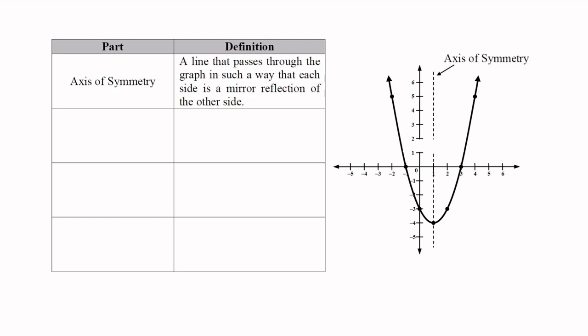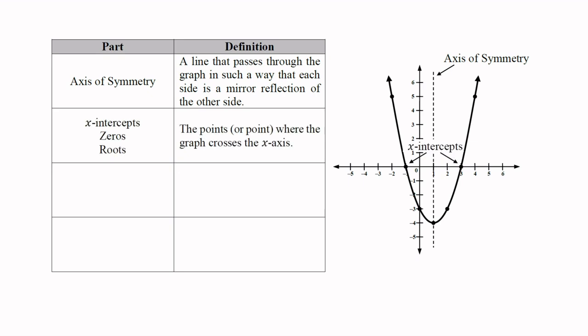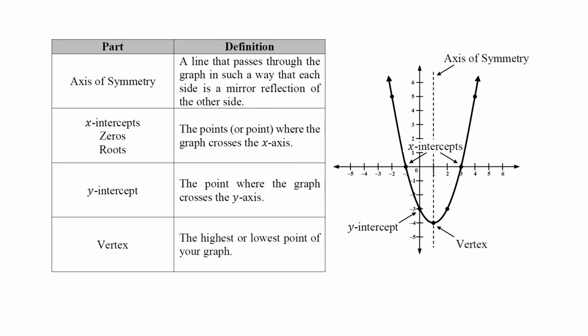First, we have the axis of symmetry. It is the line that passes through the graph in such a way that each side is a mirror reflection of the other. Then we have x-intercepts, which also are known as zeros or roots, and they are the points or point where the graph crosses the x-axis. The y-intercept is the point where the graph crosses the y-axis. And finally, the vertex is the highest or lowest point on your graph. If the graph is pointed upward, then you're going to have a low point. If it's pointing downward, then you're going to have a high point.